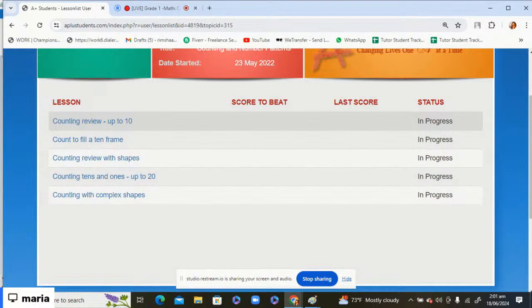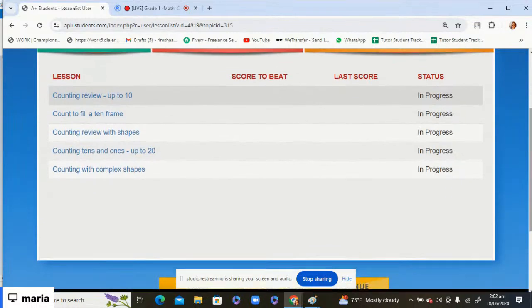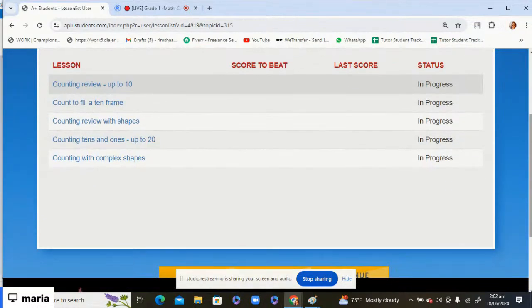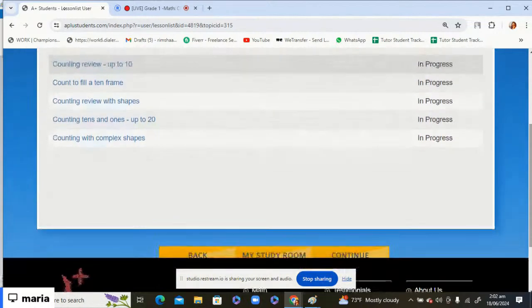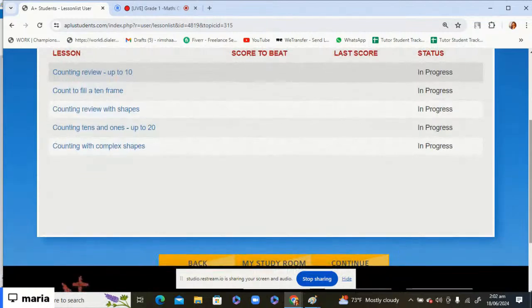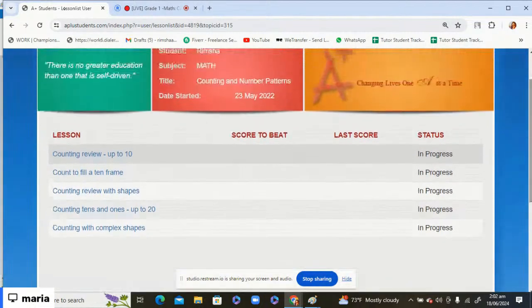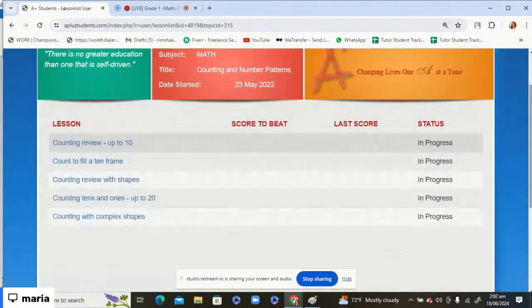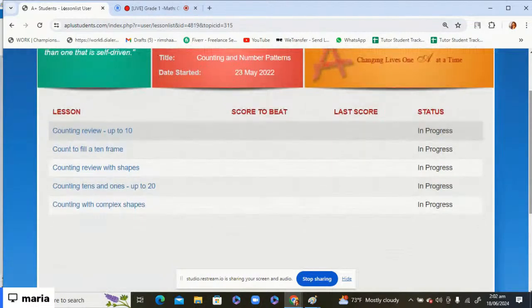You can find all the lessons on aplusstudent.com. You have to use your email and the password that is provided by the administrators. You just go to the subject tab, select the maths, and then there are a lot of lessons and chapters regarding that grade. For example, you click the grade 1 maths and then the chapter, and here are the lessons regarding this chapter, Counting and Number Patterns. So let's get started with the first lesson.